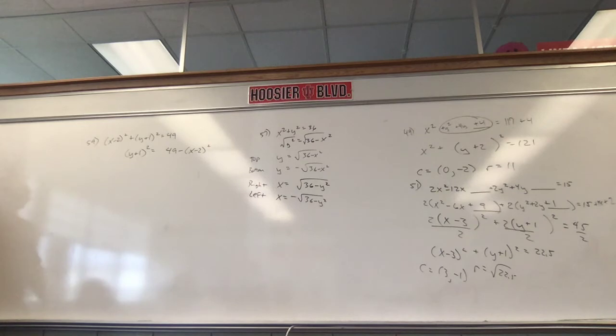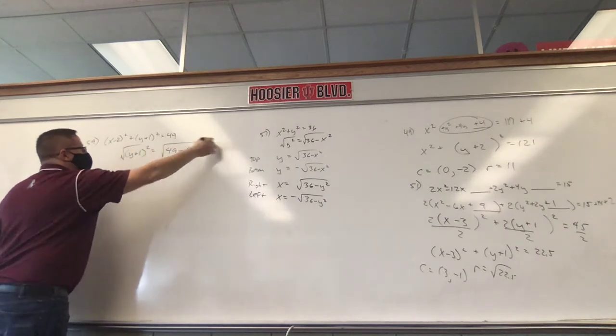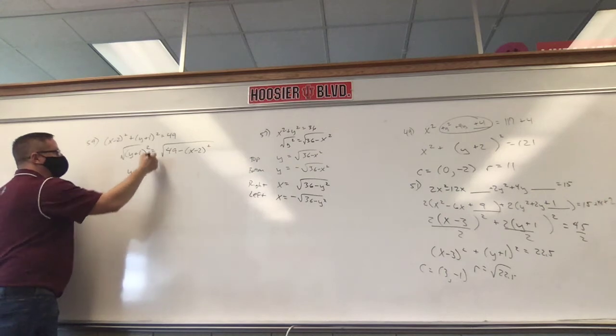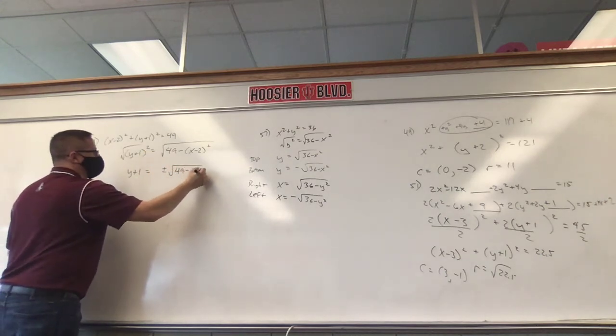Okay. Then what? Not divide. Square root. Square root this side, that entire side. These cancel, so we have y plus 1 equals, you're supposed to put plus or minus, radical 49 minus x minus 2 squared.